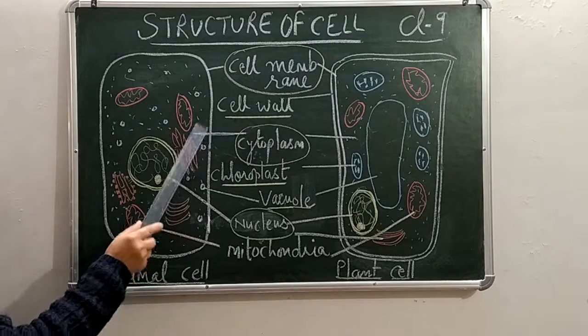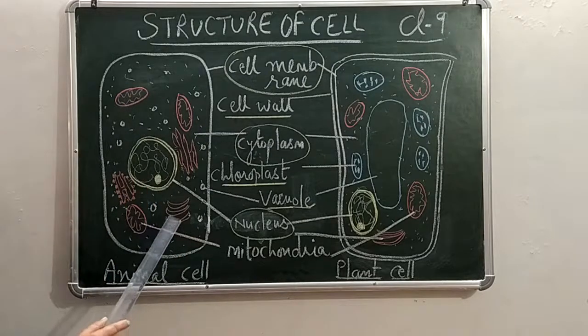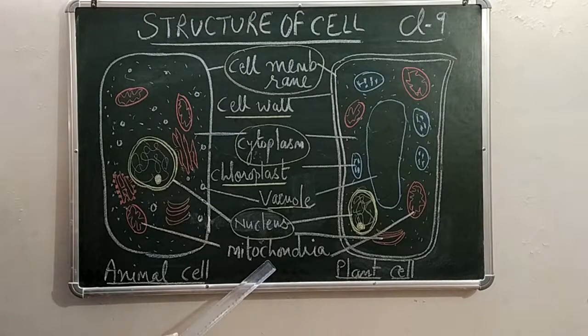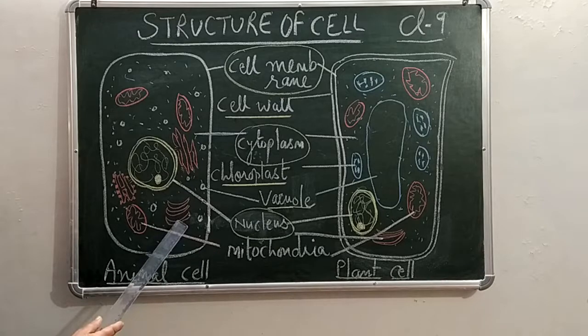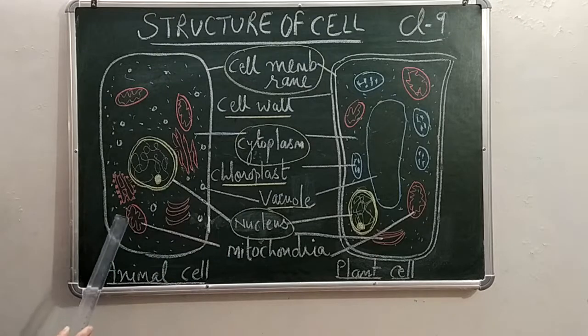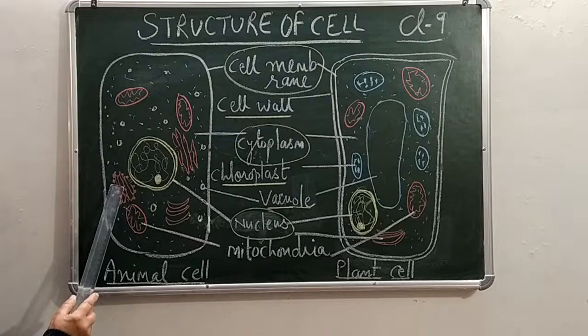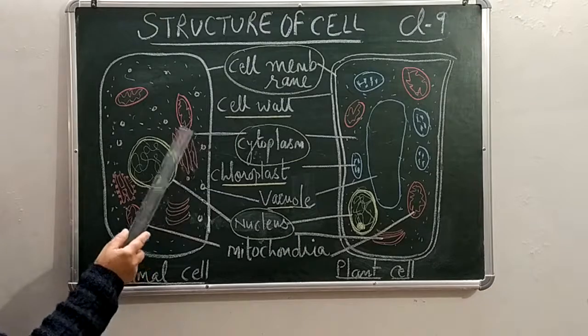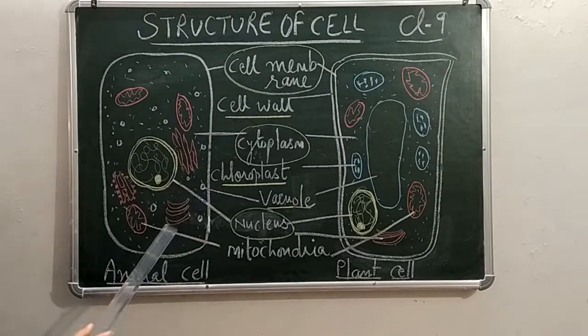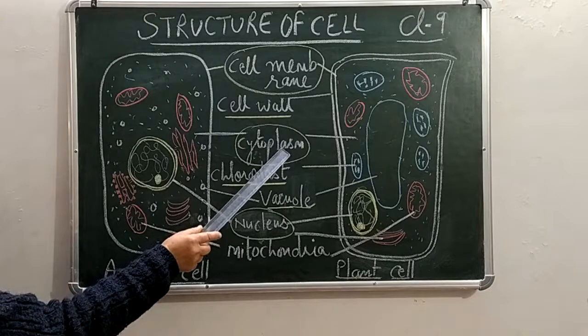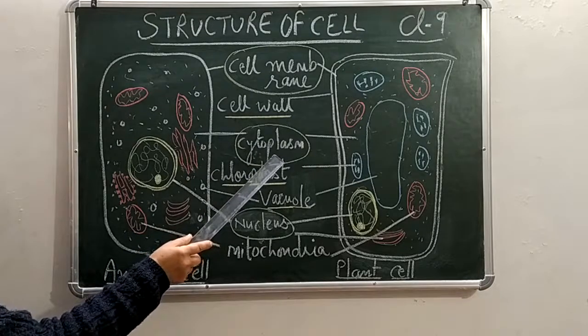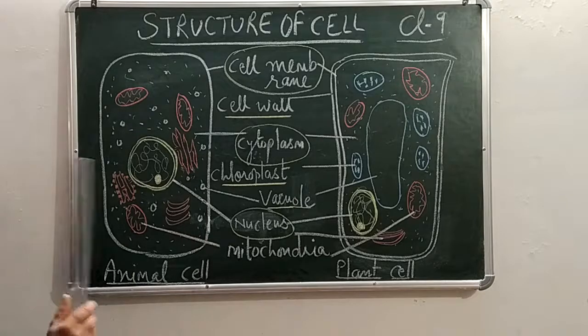In the cytoplasm, you can see there are various small structures. Some of them I have labeled here. These structures like mitochondria, then Golgi body. I don't have space here, so I have not written it. Then endoplasmic reticulum, then there are ribosomes. These are small structures present in the cytoplasm, and they are called organelles. That I will be explaining to you in my next videos.